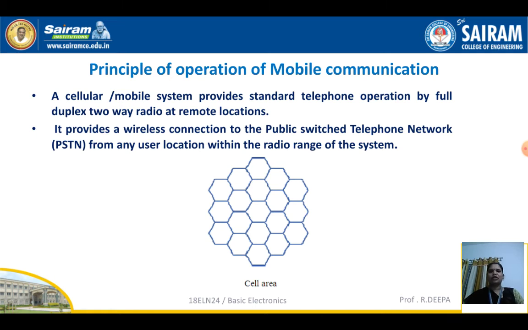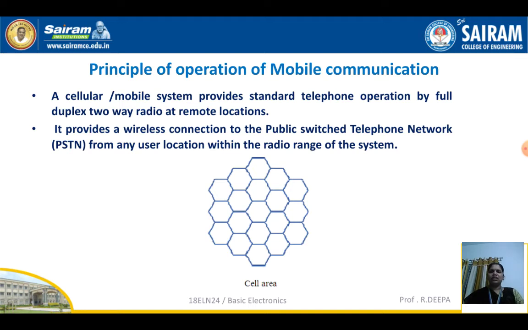So what is the principle of operation of mobile communication? Nowadays, each and every person more or less has a mobile phone. So how does it operate? Let us learn here. A cellular mobile system provides a standard telephone operation by full duplex two-way radio at remote locations. That is, we'll be making use of the concept of full duplex. That is, at a time the sender as well as the receiver can communicate without any disturbances, even if they are in remote places.